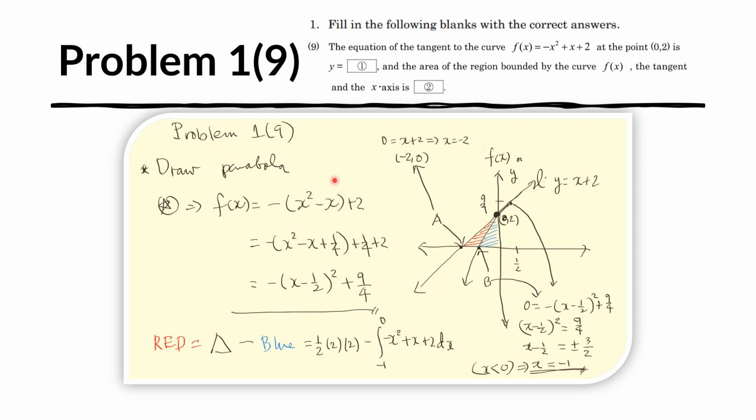Now let us find the area that is being asked. First, we need to draw the problem. We are given this f of x. This is a parabola, and we will see that if we put this in standard form. To do that, we will have to complete the square.